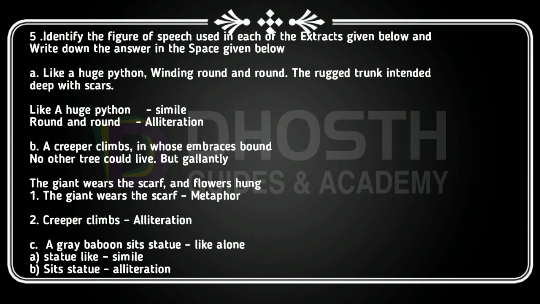Identify the figure of speech used in each of the extracts given below and write down the answer in the space given below. Like a huge python, winding round and round, the rugged trunk indented deep with scars. Like a huge python, simile. Round and round, alliteration. A creeper climbs, in whose embraces bound no other tree could live, but gallantly the giant wears the scarf and flowers hung. The giant wears the scarf, it is metaphor. Creeper climbs, alliteration.